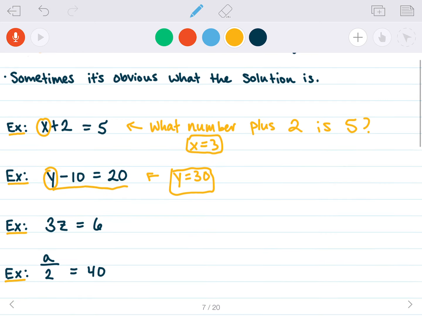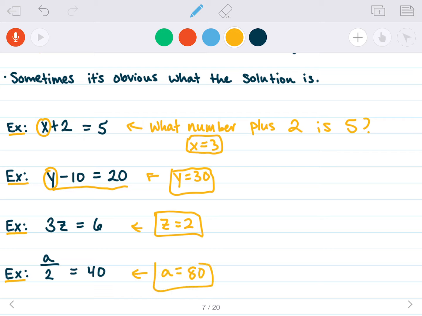Okay. Next example, 3 times z. If we don't have any symbol between two things, it means multiplication. So this is 3 times z. 3 times z equals 6. So 3 times what number z is equal to 6? That has to be 2. So z is equal to 2. Okay. Variable a. So what number divided by 2 is 40? Another way to think about that is I take half of a number and I get 40. What number is that? Well, that has to be 80. So those are our solutions to each equation there.